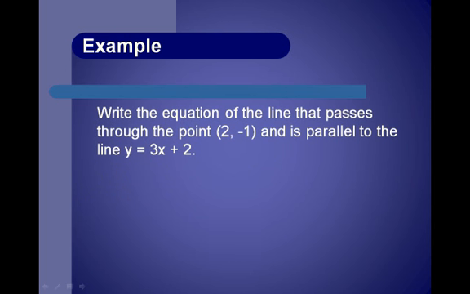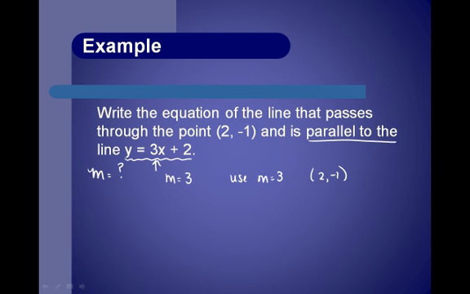To write the equation of a line, we need a slope. Well, when they tell us it's parallel to this line, parallel means same slope. This line has a slope of 3, so we are going to use a slope of 3. And we're going to use the ordered pair 2, negative 1.